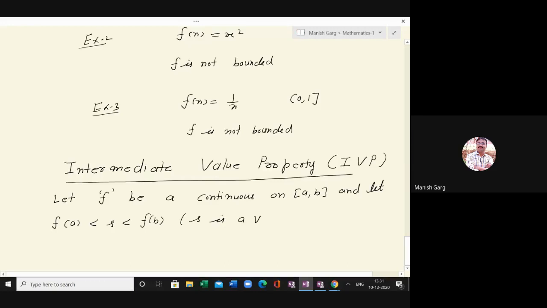s is a value which is intermediate between two values taken by f.